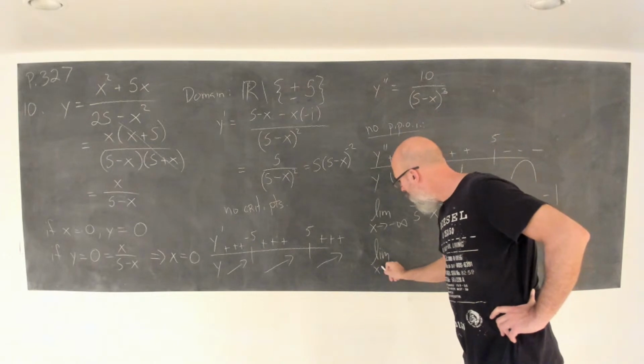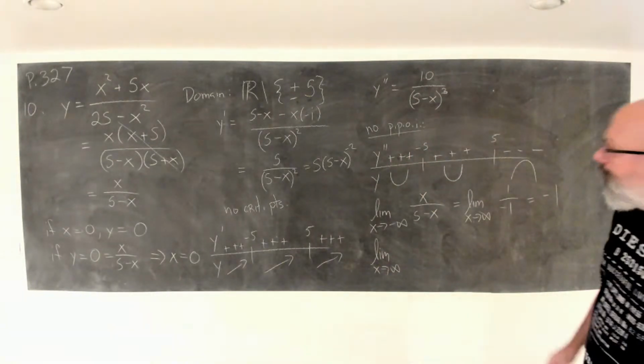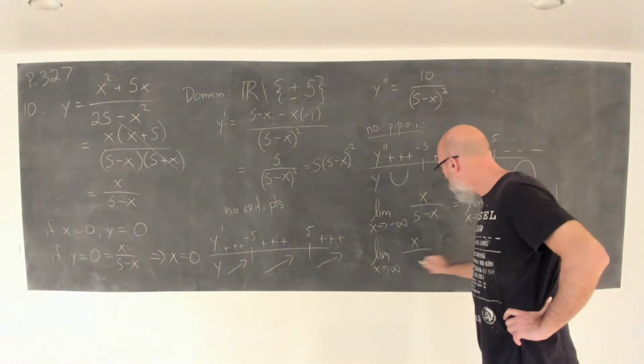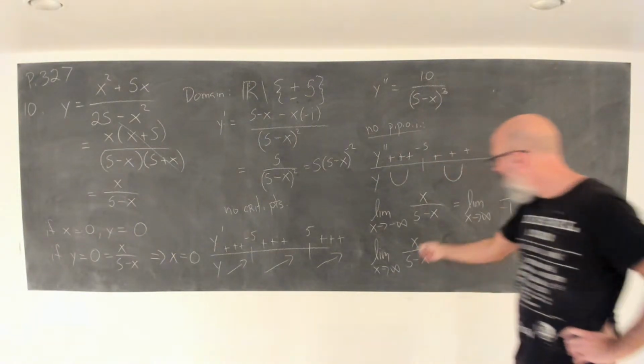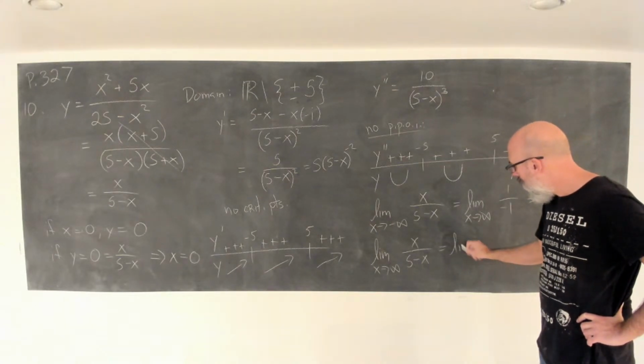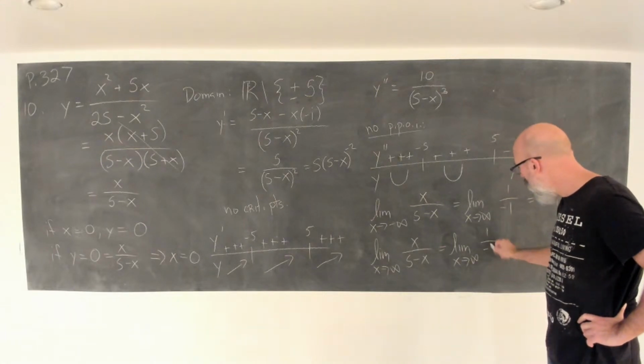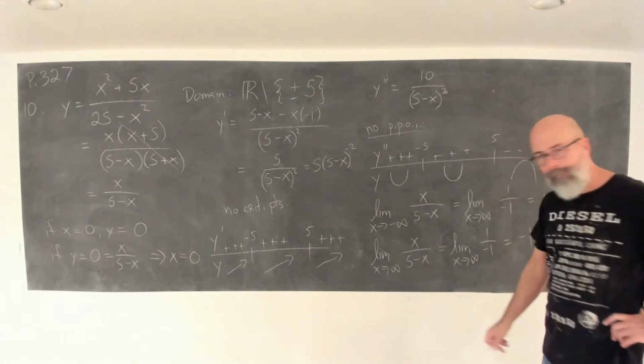Limit as x goes to positive infinity of x over 5 minus x. Same thing, right? This still has a form infinity over infinity. And the limit, so I mean a quick L'Hopital's rule, also gives you 1 over negative 1, which is negative 1.